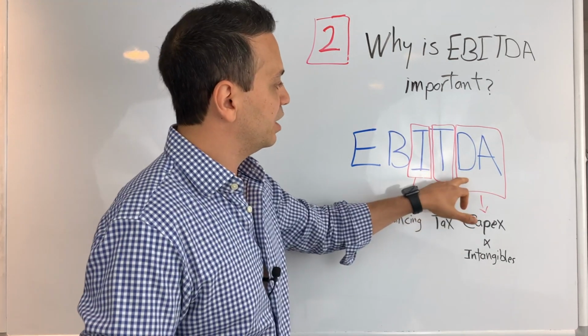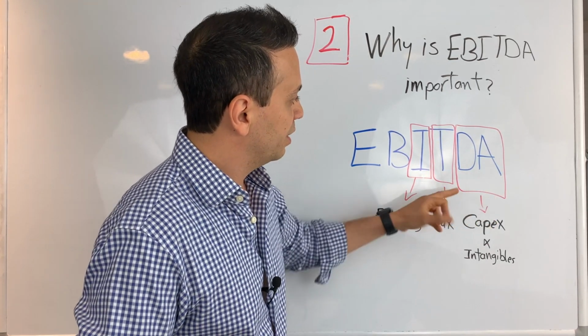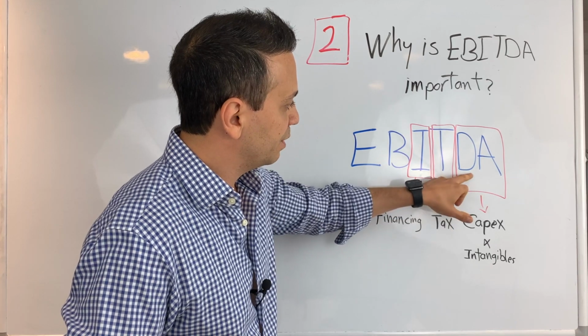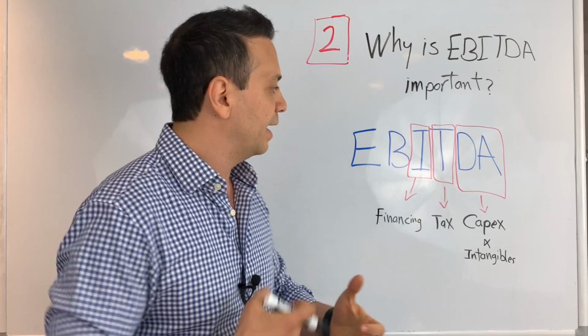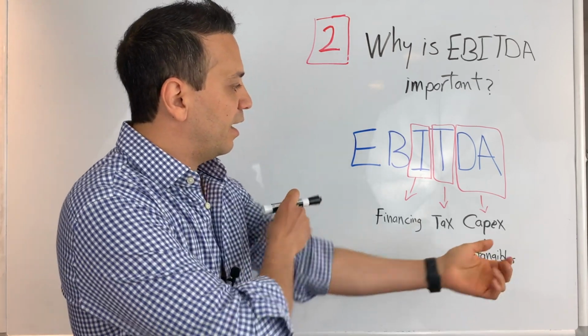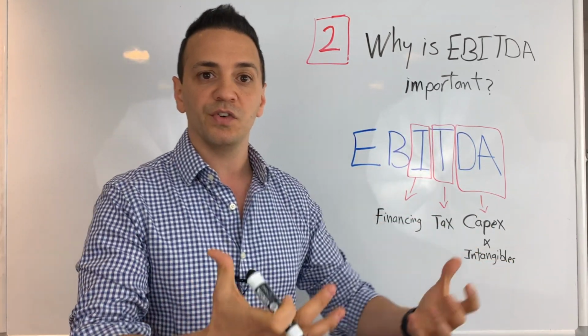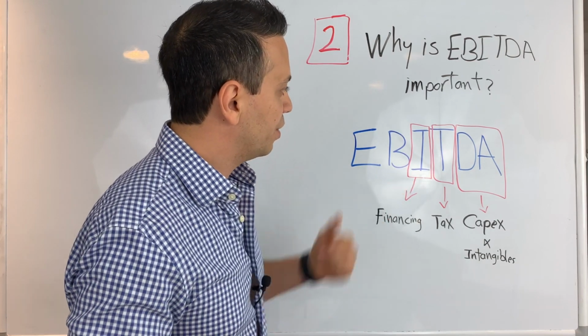And then you have depreciation and amortization. Well, depreciation typically is depreciation of a capex. So you have a capital expenditure to acquire an asset and you depreciate the asset over time. It's a non-operating part of the business, so you remove that from the equation by looking at EBITDA.